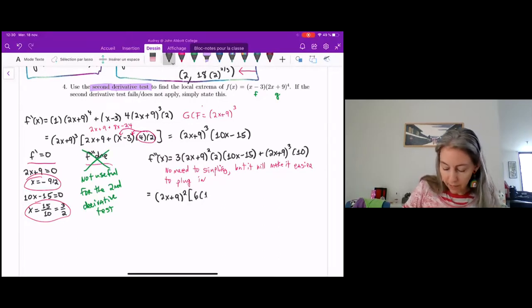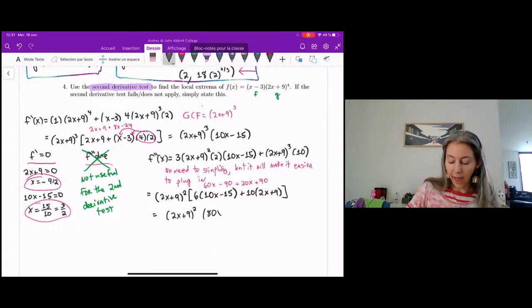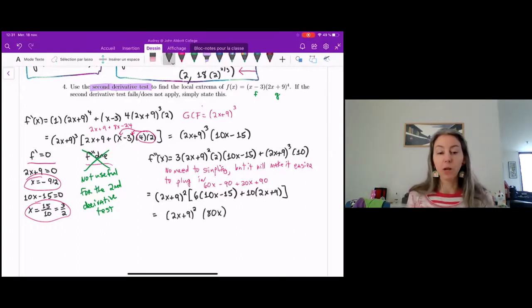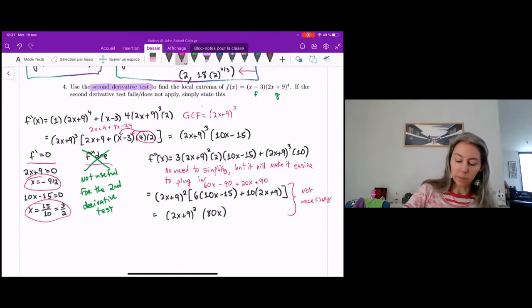So then I'll have 6 times 10x minus 15 plus 10 times 2x plus 9. And now I want to expand and combine like terms. So that's 60x minus 90 plus 20x plus 90. And I can see that what's left inside there is just 80x. So it's going to be really easy to plug those critical values into this because I'm just looking for a sign. That said, this was not actually necessary. It depends on how comfortable you are with simplification.